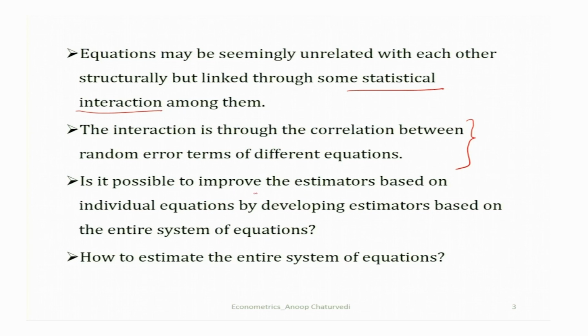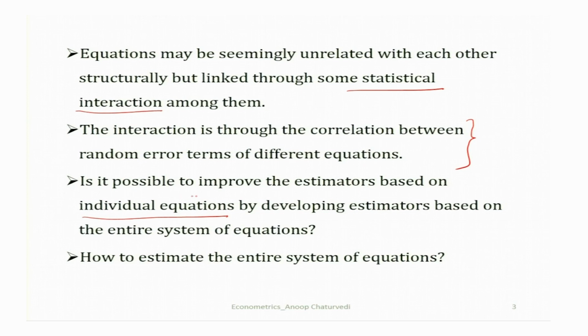Now, is it possible to improve the estimators based on individual equations by developing estimators based on the entire system of equations? One option is to apply the ordinary least squares procedure separately to each of these individual equations. So, you get separate estimators for different equations, but in that case you are not utilizing the correlation between the random error terms of different equations.